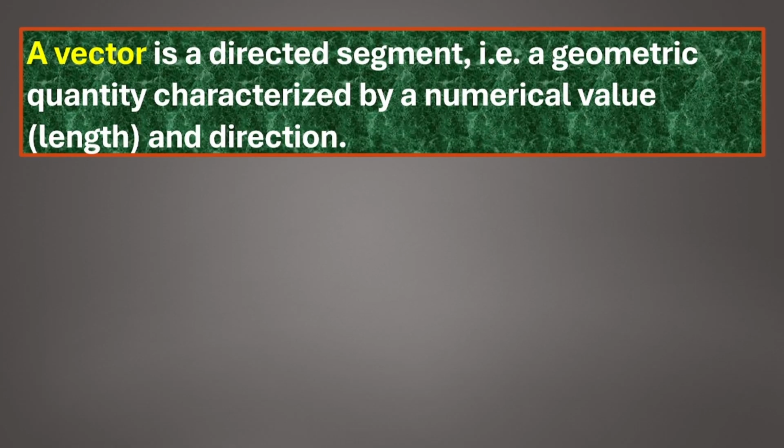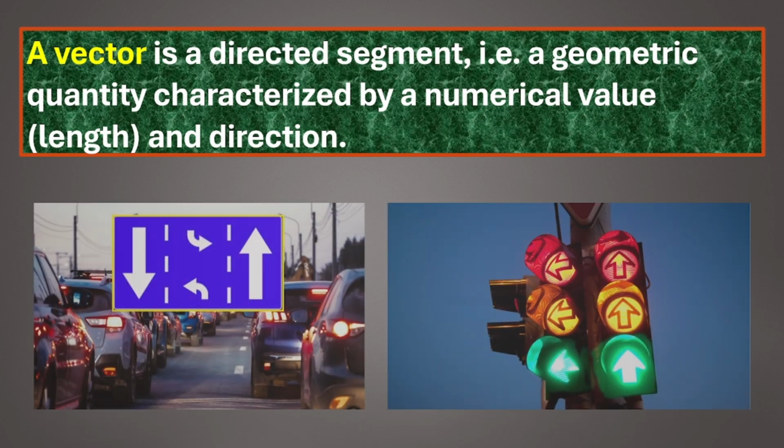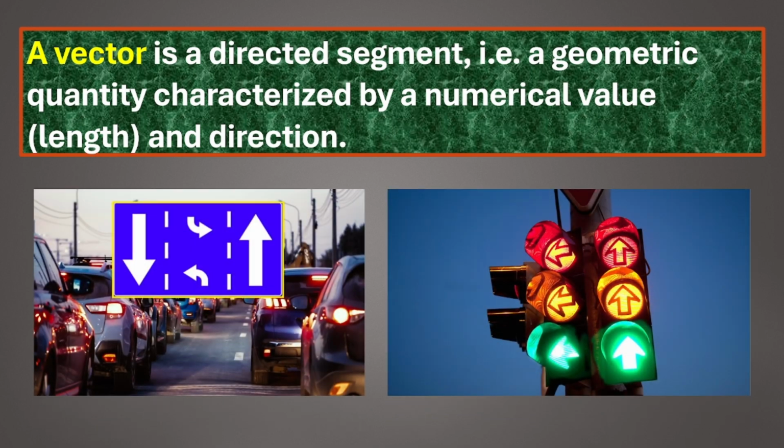So, what do we call a vector? A vector is a directed segment, i.e., a geometric quantity characterized by a numerical value, length, and direction. Here are these interesting vectors in front of you. So, how can we add vectors? There are two rules, the triangle rule and the parallelogram rule.